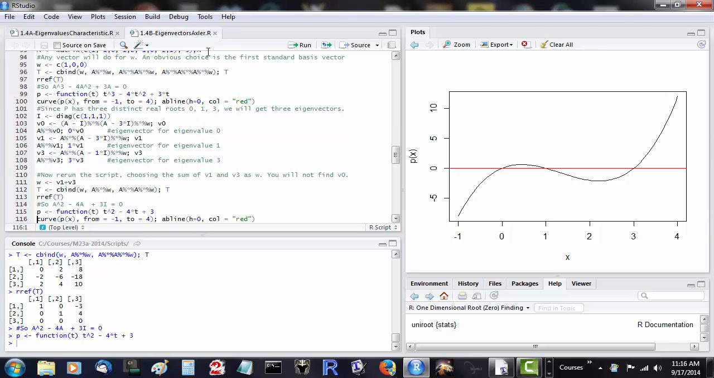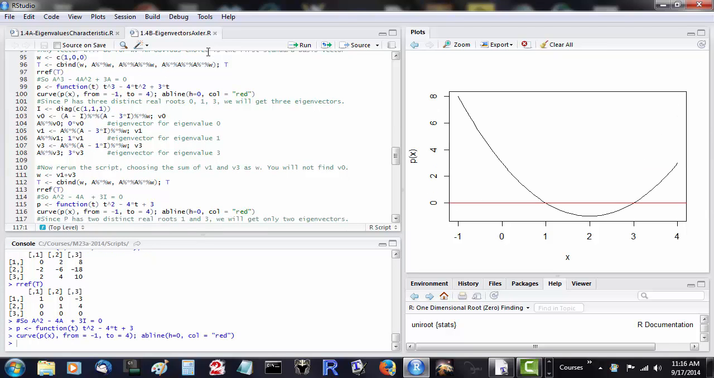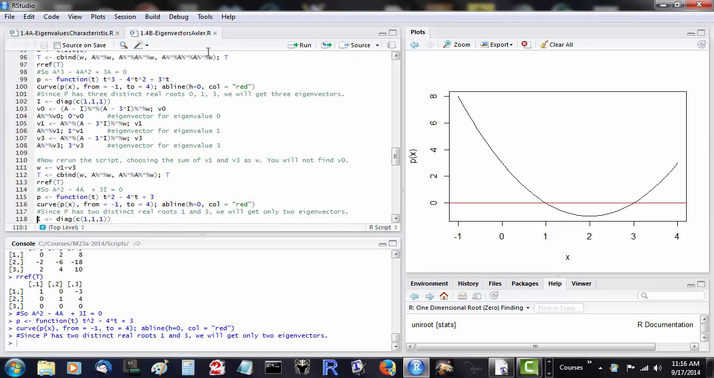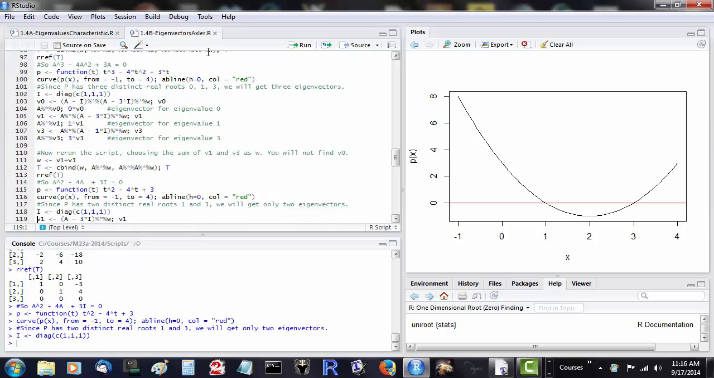P as a function of t is just quadratic, and when I plot it, I find not 3 roots. A quadratic cannot have 3 roots. I find only 2 roots, 1 and 3. I can get 2 eigenvectors all right.